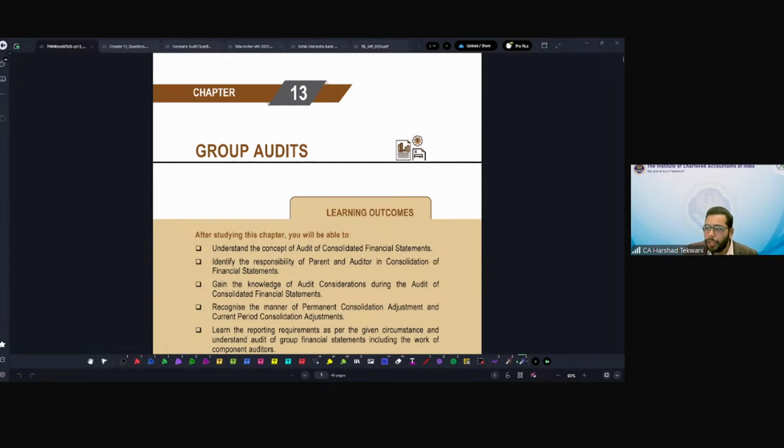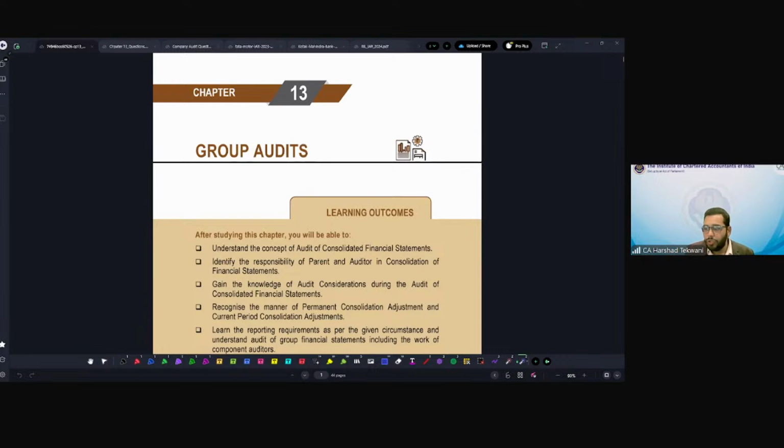Today we will be dividing our whole discussion into basically 6 parts. What are those 6 parts? Number 1, I will discuss group audits, what is group audit. Number 2, we will talk about the legal framework, what legal framework is applicable in case of a group audit. Number 3, responsibilities of the auditor, which is very important. What are the responsibilities of the auditor in case of a group audit?